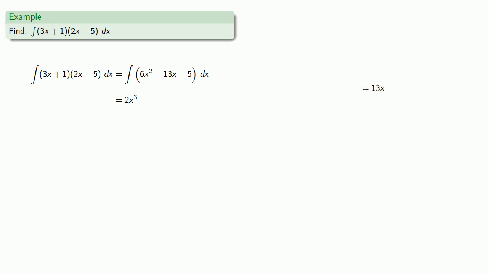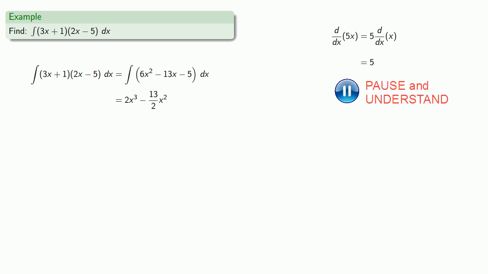I also want to get a 13x, that's 13x to the first, and so that probably came from something like x squared. But when I differentiate x squared, I get 2x, so I need to fix it. And I can include that factor of 13/2 as part of the antiderivative. And then finally, I want the antiderivative of 5. And so that must have come from something like 5x. So I can put the pieces of the antiderivative together, and don't forget, plus any constant at all.